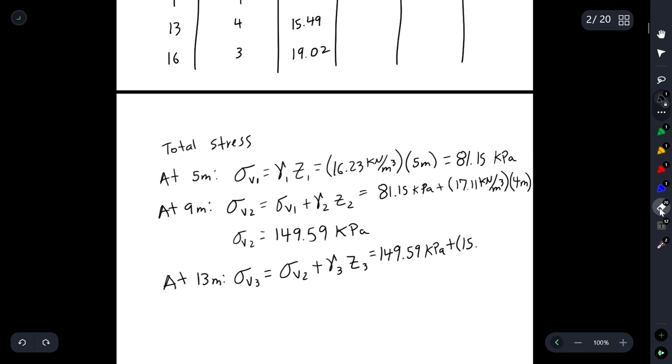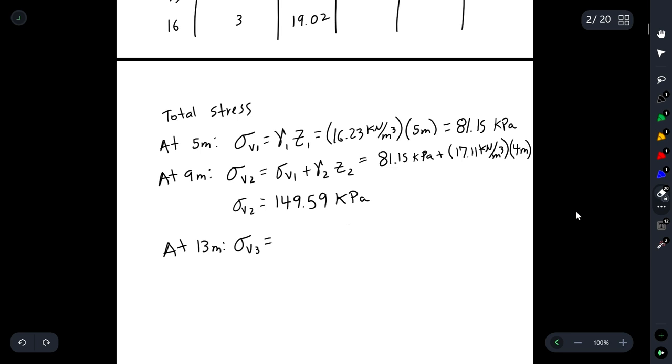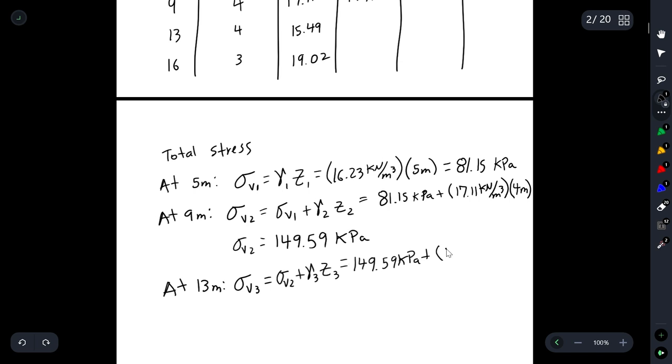Apologies, let me compress this a little bit here for you so you would have a better look at it. So vertical stress at 2 plus the unit weight at 3 times the thickness at 3. So 149.59 kPa plus 15.49 kilonewton per cubic meter times, again, 4 meters for the third layer.